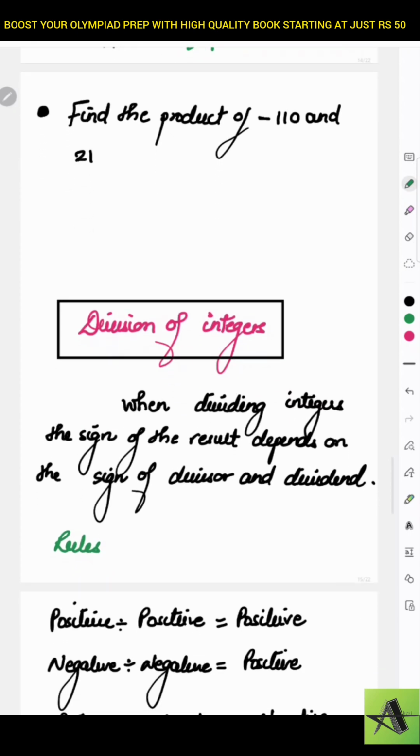Now, the question is to find the product of negative 110 and 21. The very first thing is you have to multiply the numbers as you multiply any numbers. So let me multiply 110 and 21. We'll get 2310 as the answer. But now we have to look at the sign. One is negative, one is positive, which means it will take the negative sign. So that's the answer.